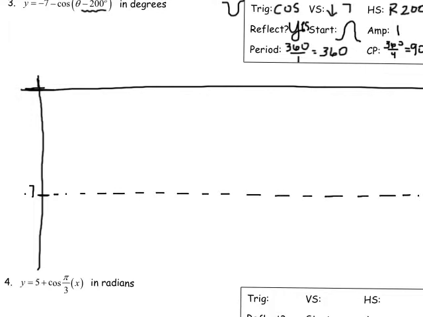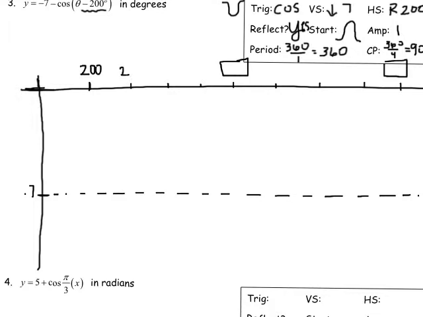And let's go ahead and start with my x-axis now. So this is right 200, and I'm going to label my critical point. So this is 1, 2, 3, 4. This is the end of my first cycle. 1, 2, 3, 4. This is the end of my second cycle.